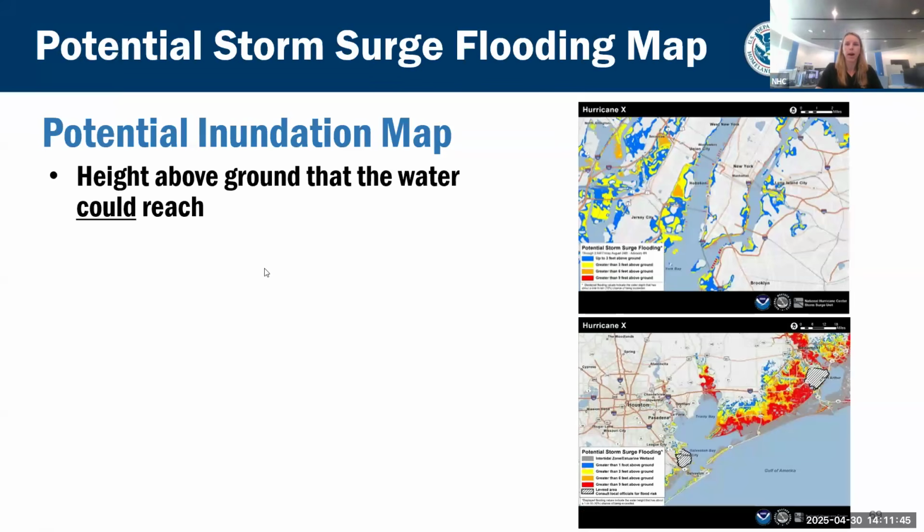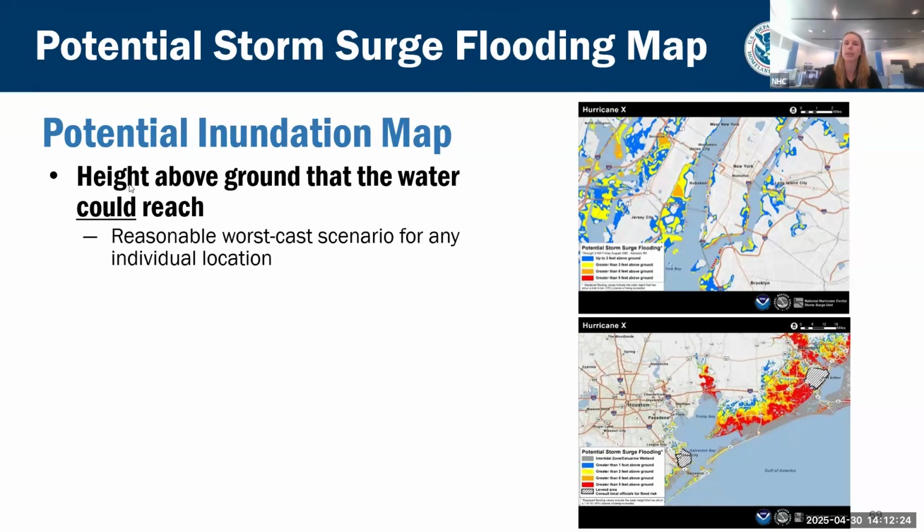So that leads me to the potential storm surge flooding map, which is going to give you a look at the above ground level flooding and an inland extent and area map. You can call it the potential storm surge flooding map or the inundation map. Inundation is the same thing as flooding, so that is the amount of water on normally dry ground. The potential storm surge flooding map is going to show the height above ground that water could reach.